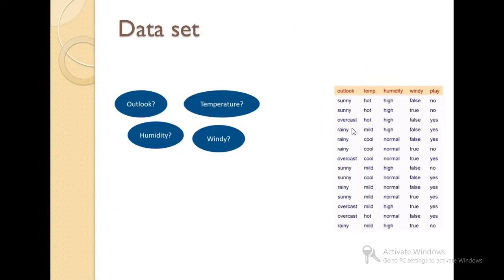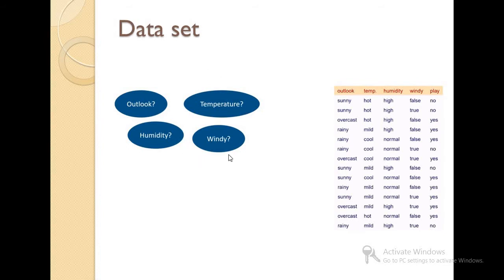Here is one example of a data set with outlook, temperature, humidity, windy, the four columns, and we need to determine whether the person is going to play or not. If the day is sunny, overcast, or rainy, we need to check whether the temperature is hot, mild, or cold. We have to check whether the humidity is high or normal. We have to check whether windy is false or not. So this is the first question in front of us.